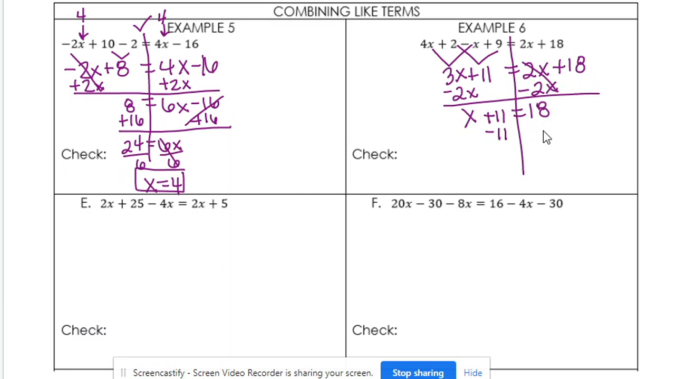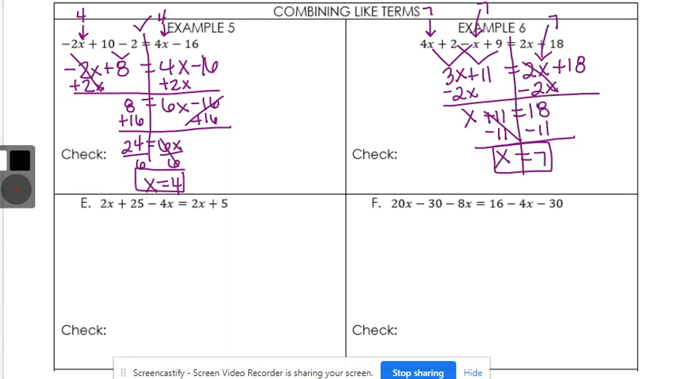Now I'm going to subtract 11 because I want to move my constant that's on the same side with the variable to get x alone. And 18 minus 11 is 7. You're going to plug 7 in everywhere you see an x. And then just use your calculator to see what each side equals. And then at the end, if they get the same thing on both sides, then you know your answer is right.